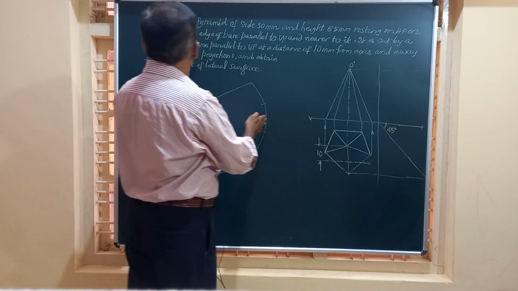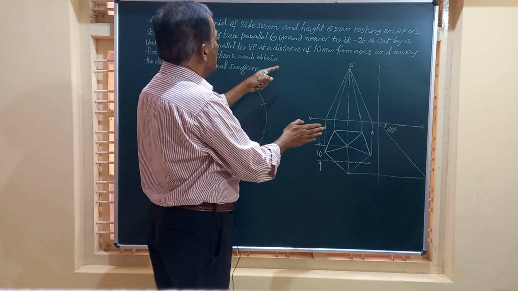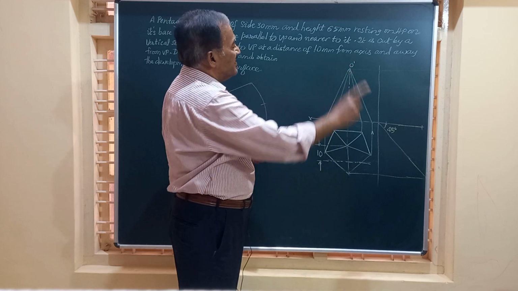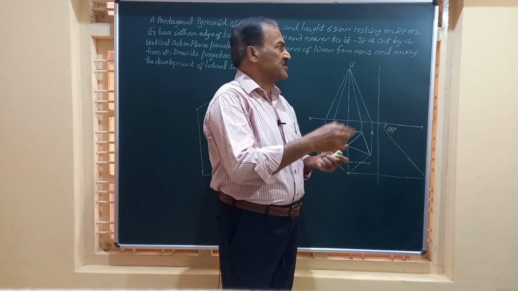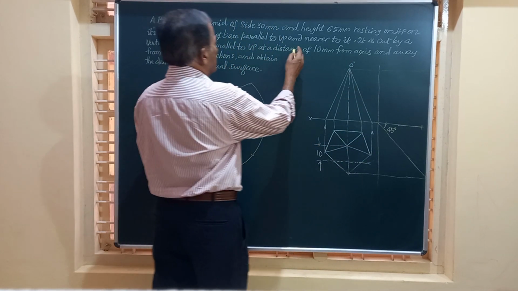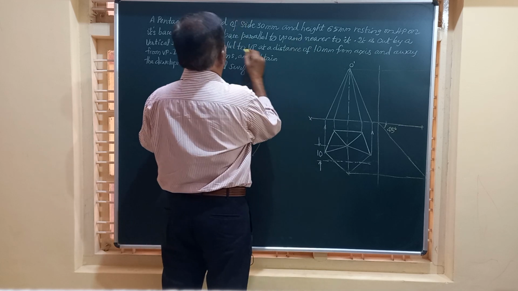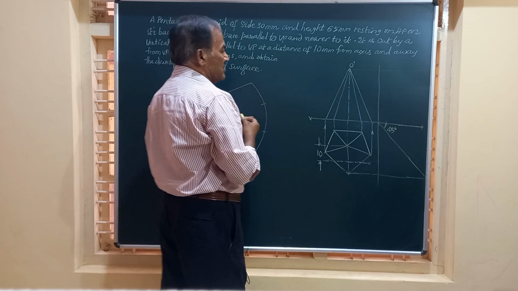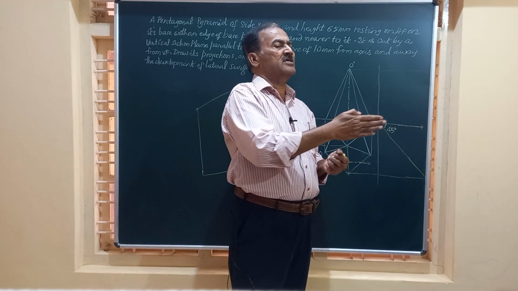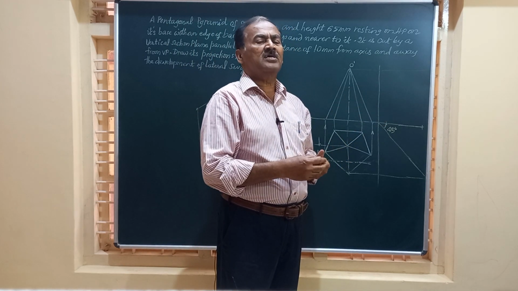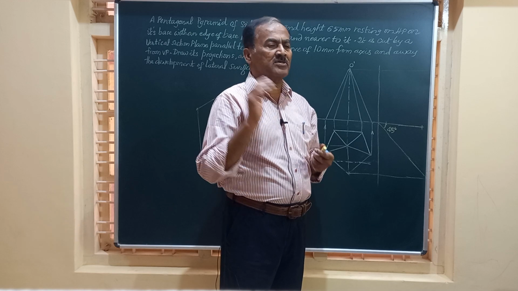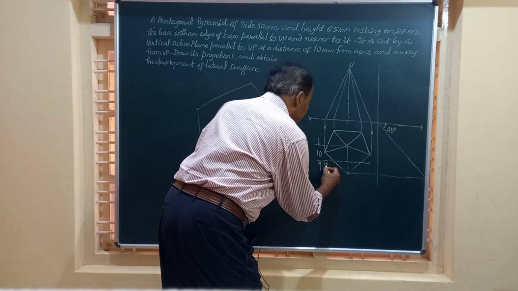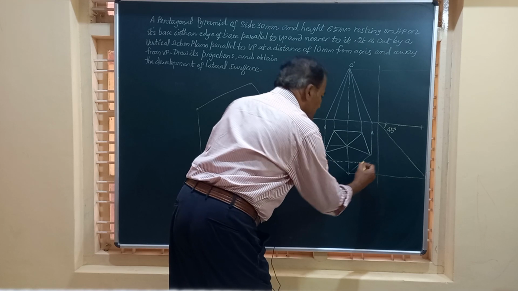It's cut by a section plane which is parallel to VP at a distance of 10 millimeters from the axis. The section plane is parallel to VP and at a distance of 10 millimeters from it. So very obviously when it is parallel to VP, it has to be necessarily perpendicular to HP. So this is the section plane I have marked here. I will call it S and S.